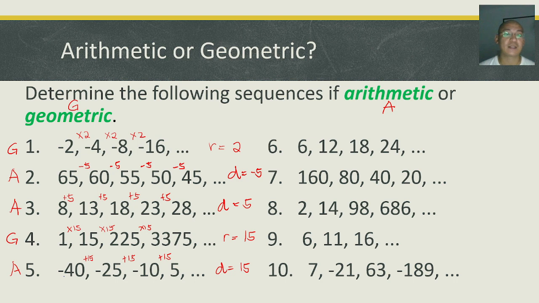Number 6: we have 6, 12, 18, 24, and so on, where we are adding 6 in each and every term. We have this common difference of 6, and this is an arithmetic sequence. For number 7: 160, followed by 80, 40, 20, and so on. Notice that we are dividing by 2.